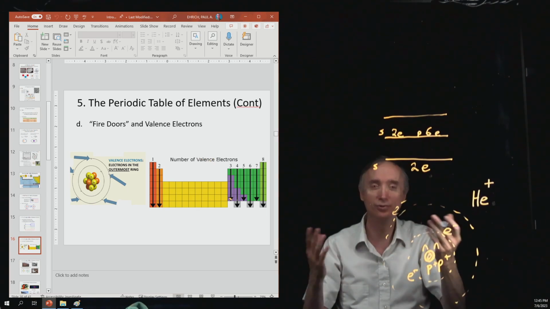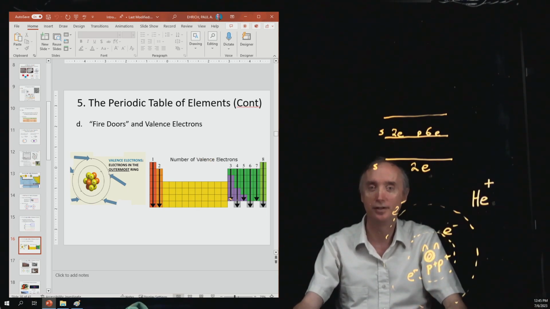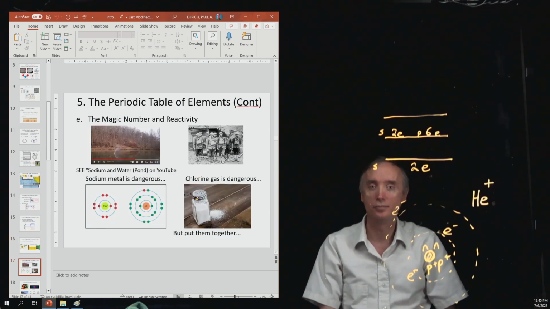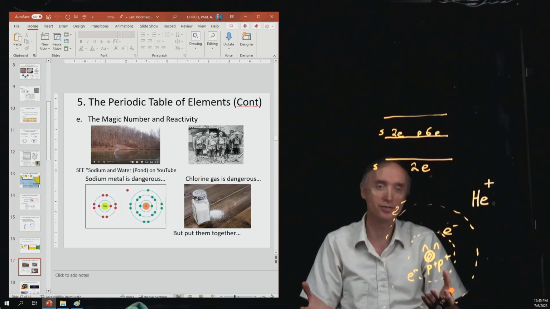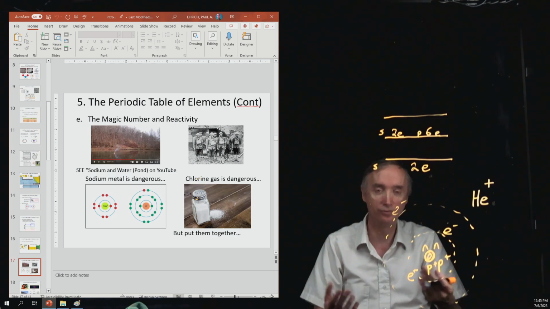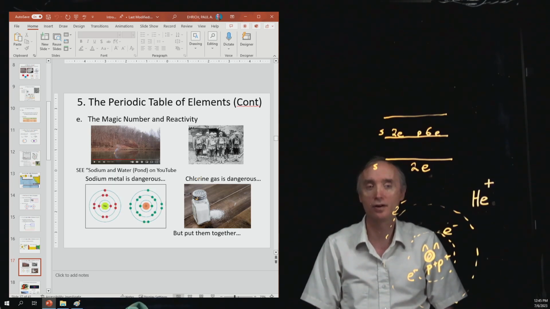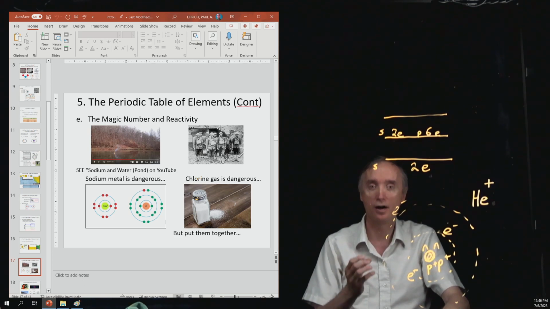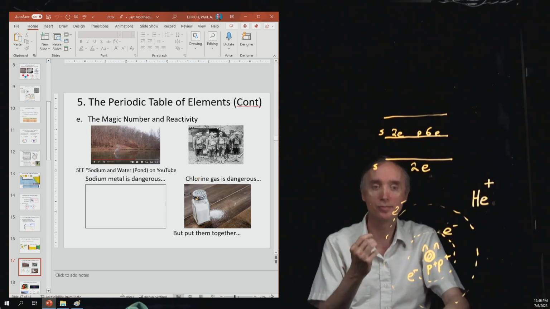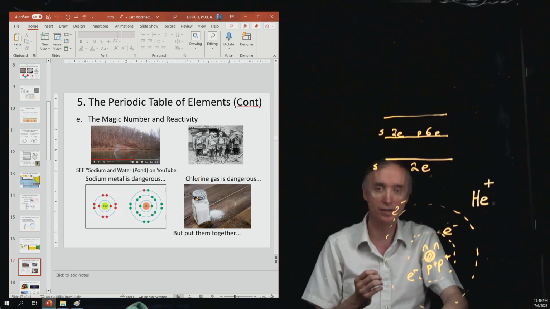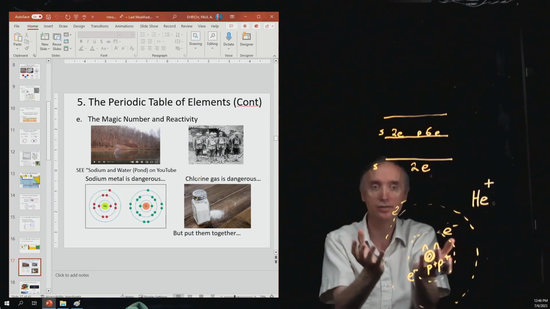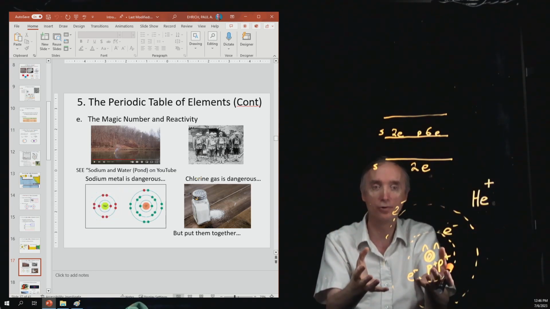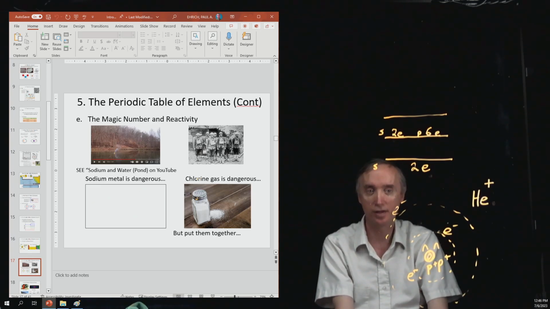Now you're saying, oh, who cares? Okay, I'm getting to it. So the next thing is magic numbers. According to quantum mechanics, and I can't explain it, I'm just telling you, there are certain numbers of electrons that atoms like. And one of those combinations is the number 8. Atoms like to have 8 electrons in their outermost shell. So they like to have 8 valence electrons.